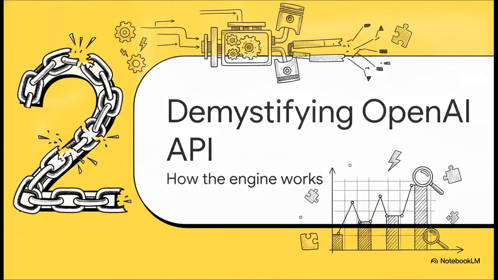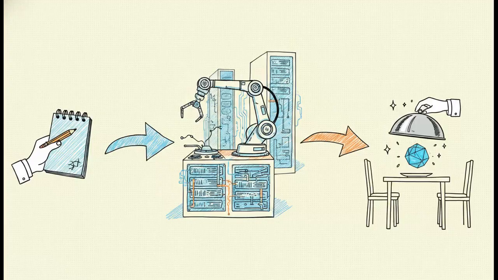Moving to Section 2, demystifying the OpenAI API. Let's look at how the engine actually works. To understand why these chains break so easily, it helps to think of the OpenAI API kind of like a restaurant. You don't need to own the kitchen, you don't need to employ the chef, and in this analogy, the kitchen and chef are the massive GPU hardware and model weights. You just place your order via a Python API request, and boom, you get your generated text delivered right to your table. Super convenient, right?